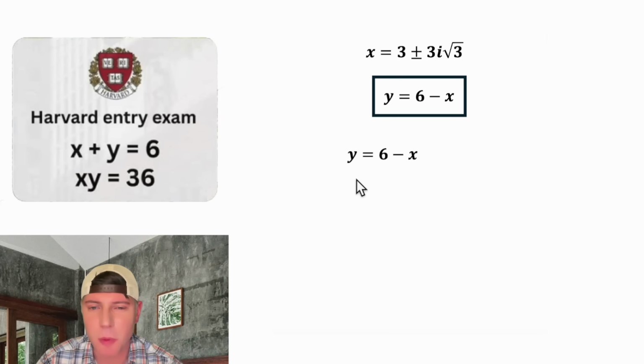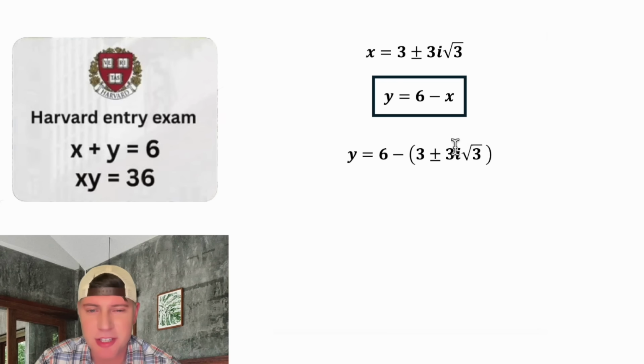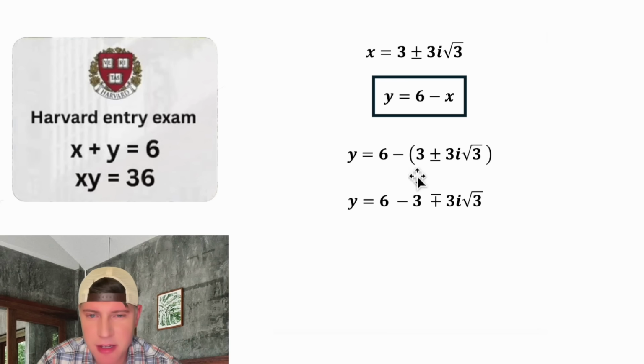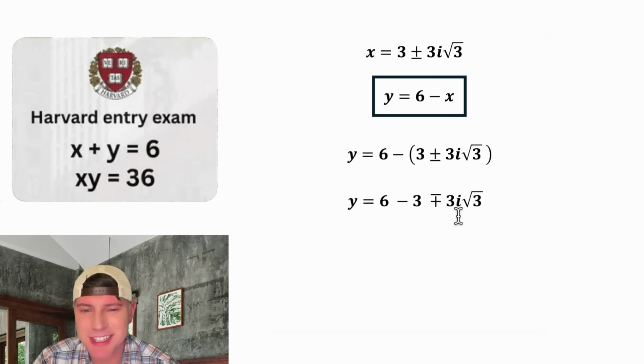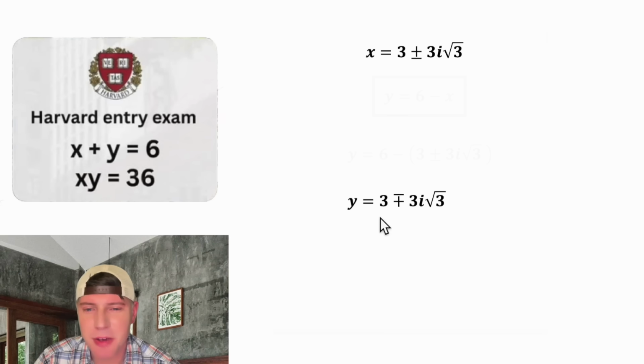So let's copy down the y equals 6 minus x. And in the place of x, let's plug in 3 plus or minus 3i root 3. And next we can distribute the negative to each of these terms. That'll give us 6 minus 3, and then when we multiply this negative by the plus or minus, it becomes minus or plus. This might seem kind of funny that it's upside down, but there's a good reason for it. And this 6 minus 3 can be simplified to positive 3. And now we have our two values for y.